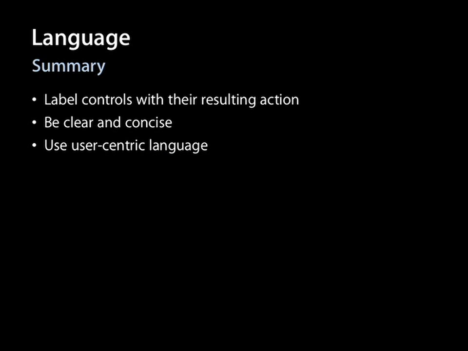So that was language. Make sure you have helpful labels in your buttons and other controls, and keep it simple and make the text clear and concise. Use language that your users will understand. These are some simple rules that will go a long way towards making your app easier to understand and to navigate.